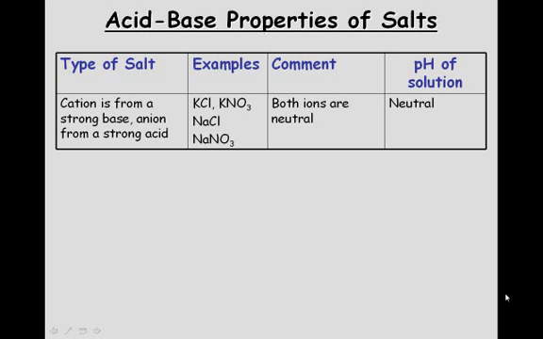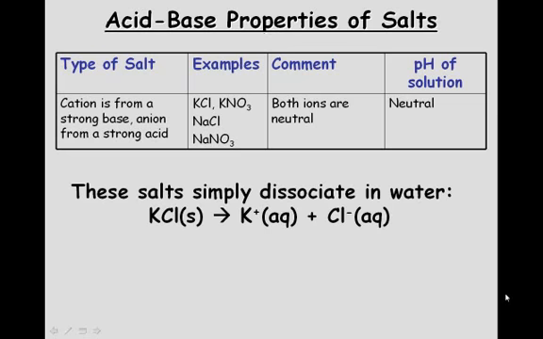Now when these salts go into solution, they dissociate into the cation and the anion. Neither of the two ions, though, reacts with water to create anything that would change the pH. So both of these ions are considered neutral, and the pH of the solution should be neutral. So these ions would simply dissociate in water, and neither of the two ions would interact with water in any way to change the pH. So again, this is the cation from a strong base, anion from a strong acid.